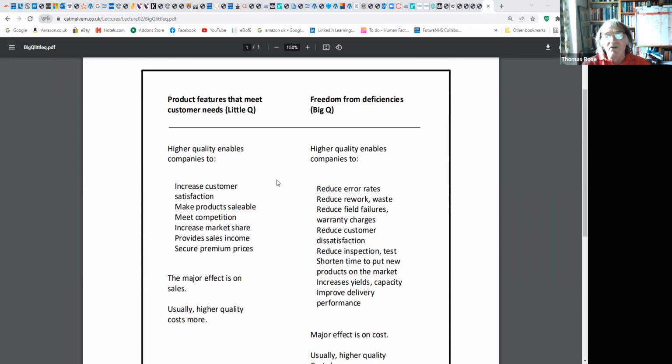Higher quality enables companies to, there's the list, you can read it yourself. The major effect is on sales. The better little q, the more sales you're likely to get, but little q quality usually comes at a higher cost. Not only a cost to the person that's delivering the service or product, but cost to the customer as well. And you can make an easy comparison here.